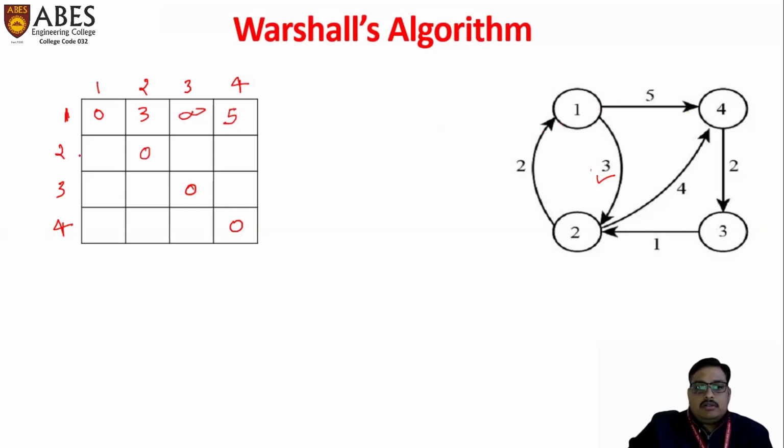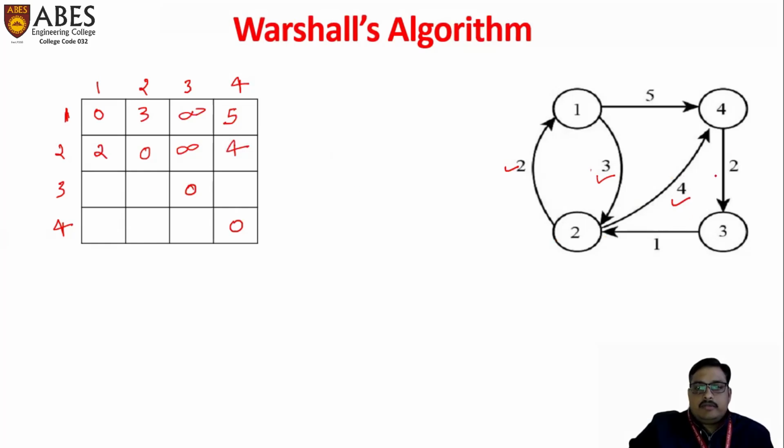Then come to 2. 2 to 1. Is there any path? Yes, this is the path and the weight is 2. So we'll write 2. 2 to 3. Is there any path? No direct path. So we'll put infinity here. 2 to 4. Yes, this one, and the cost is 4. So we'll write 4 here.